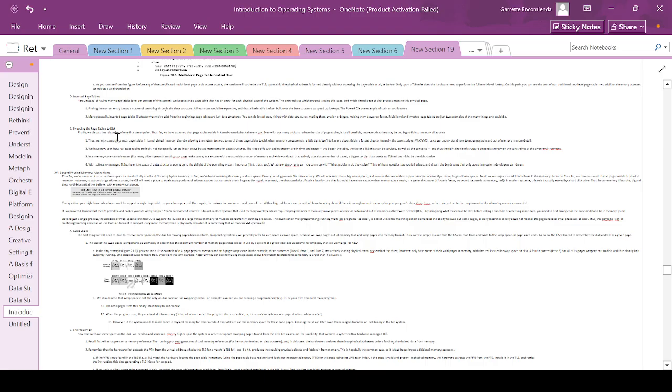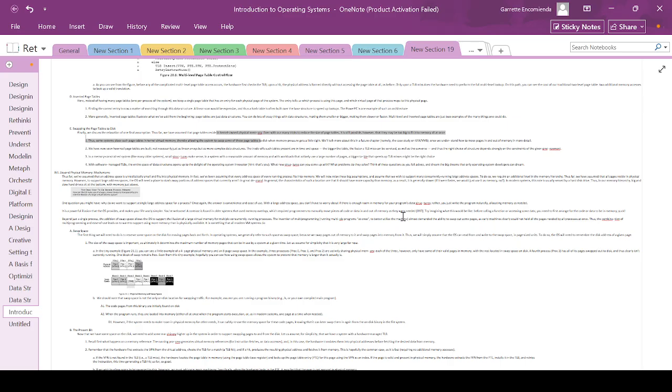So, swapping the page tables to disk. Finally, we discuss the relaxation of one final assumption. Thus far, we have assumed that page tables reside in kernel-owned physical memory. So the kernel-owned physical memory is where the processes are located in the actual memory that your operating system resides, because remember, it takes over and guides all those processes to keep everything safe and easy to use and provide the illusion of ease of use.